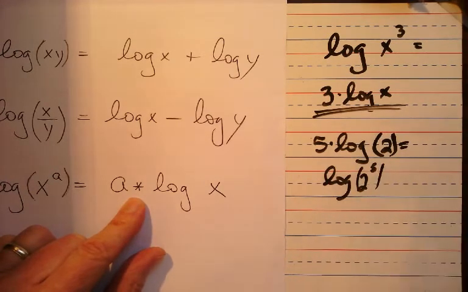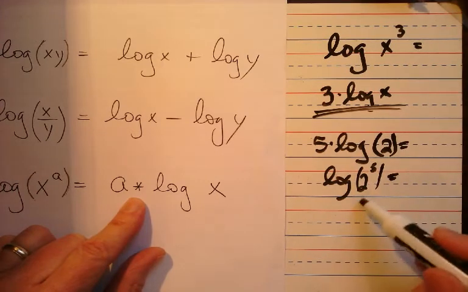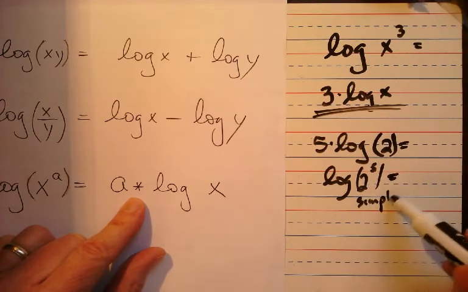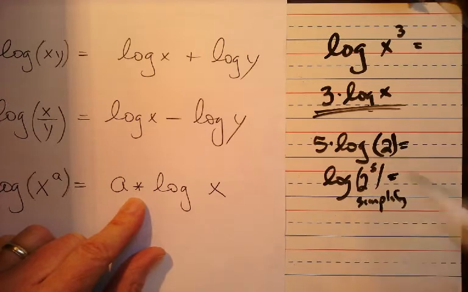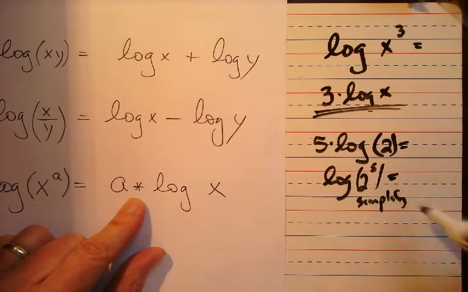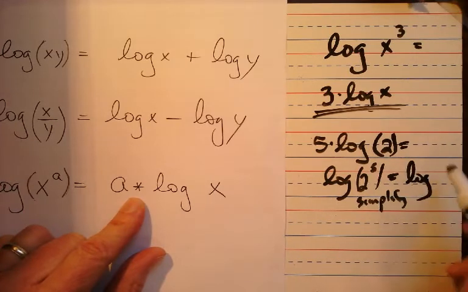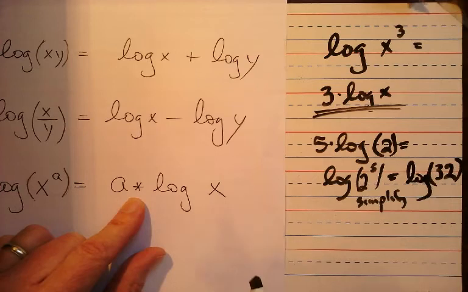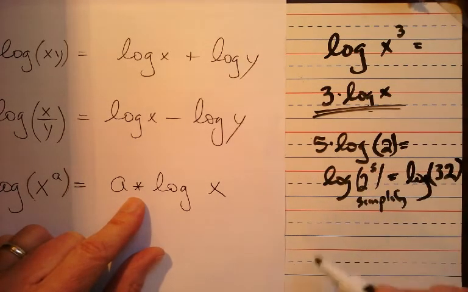But we can't leave it like that, because once again, you have to simplify. 2 to the 5th means 2 times 2 times 2 times 2 times 2. That's 32. So this is really the log of 32. How about that? And once again, it works the same if it's natural log.